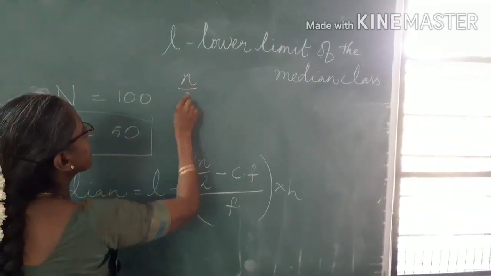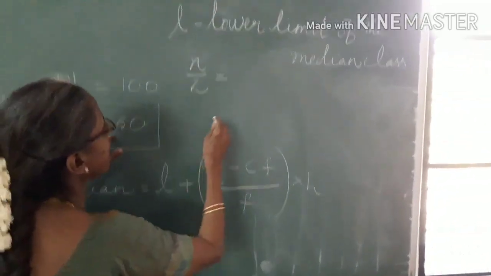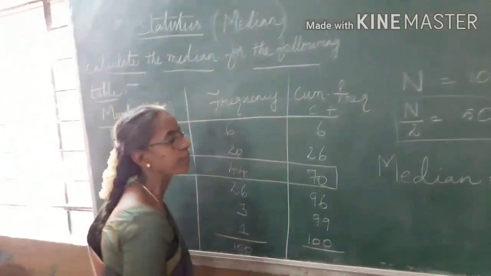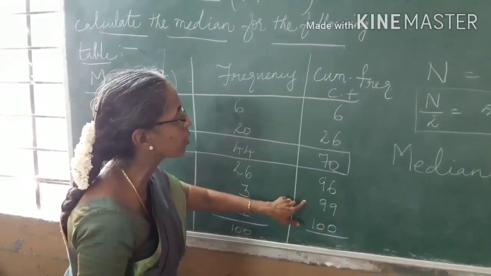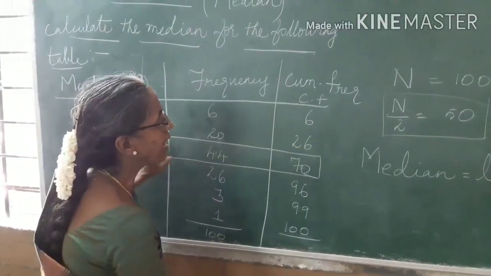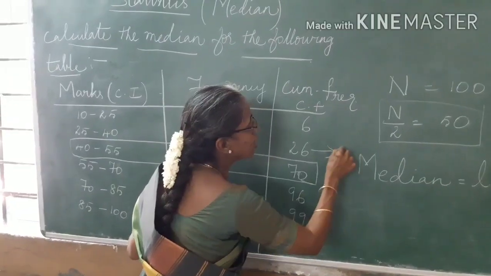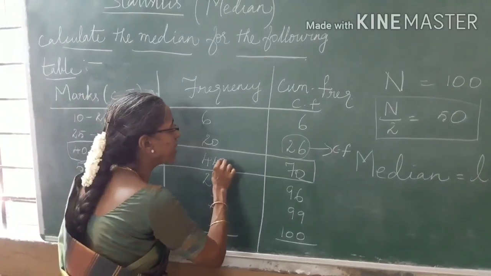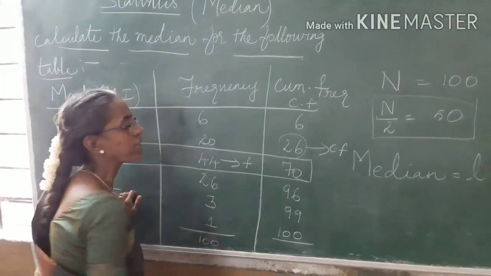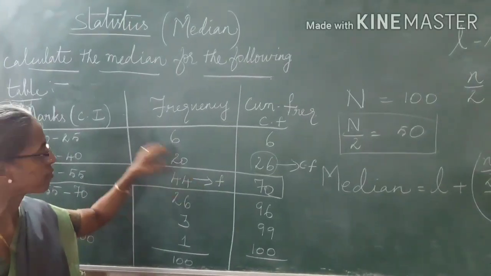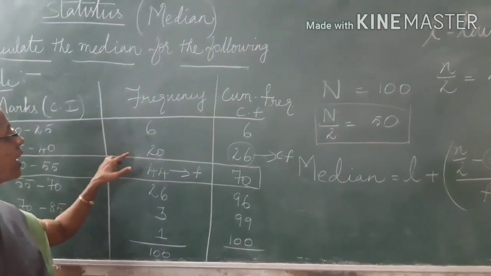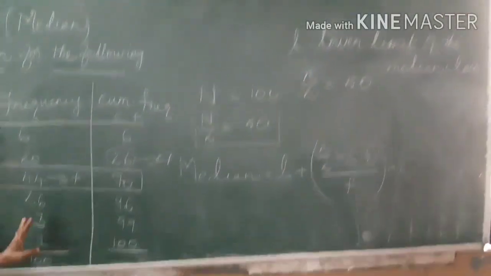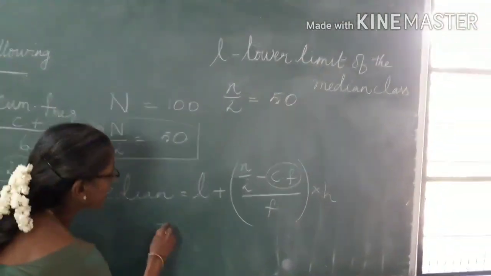n by 2, as I already told, the total frequency is 100, so n by 2 is 50. Next comes CF, the cumulative frequency. We have calculated the cumulative frequency, but CF stands for the cumulative frequency preceding the median class. So the CF will be equal to 26 here. And then what is the frequency of the median class? This is your F, 44. So first tabulate, then circle like this, that is, make a box like this, and then it will be easy to substitute in the formula and arrive at the median.